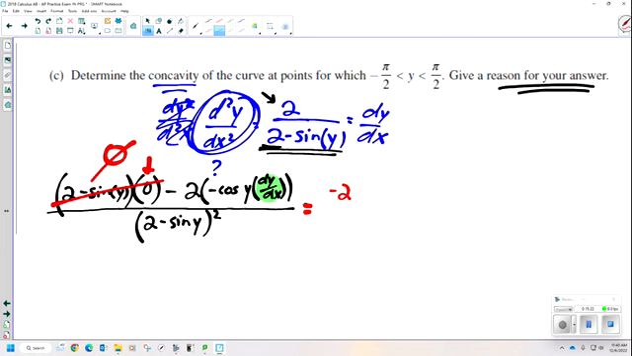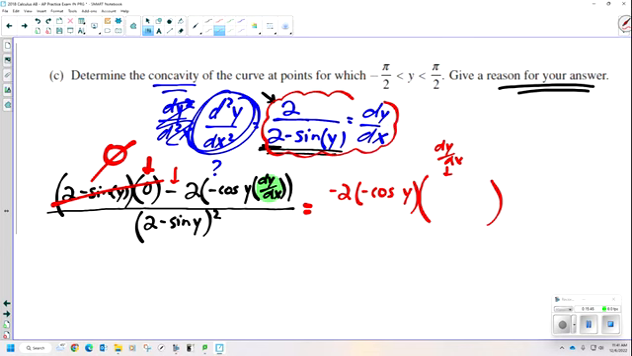negative 2 times a negative cosine of y, times dy dx. But we can't leave dy dx in there. Well, we know what dy dx is: 2 over 2 minus the sine of y, all over the bottom, which is 2 minus the sine of y squared.